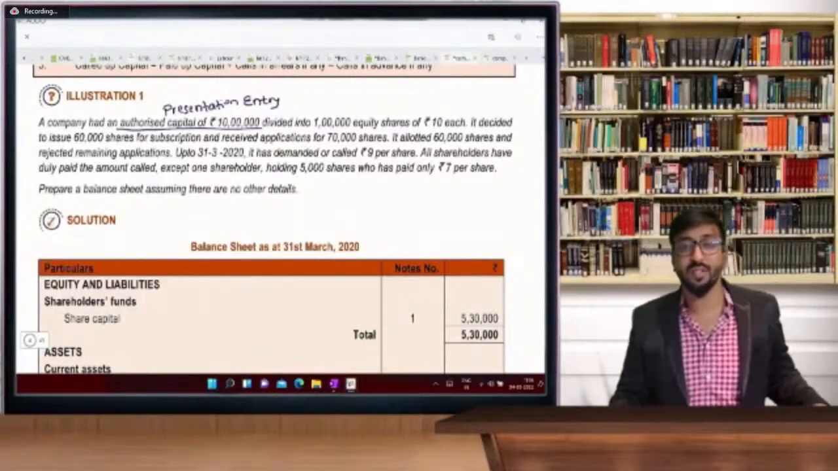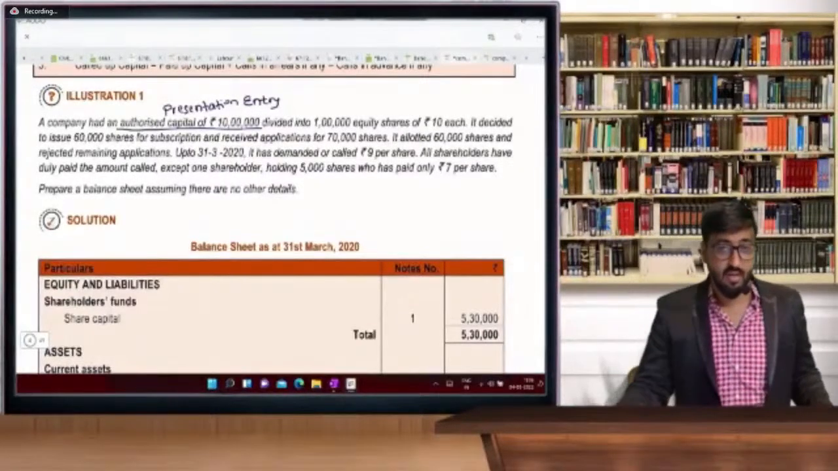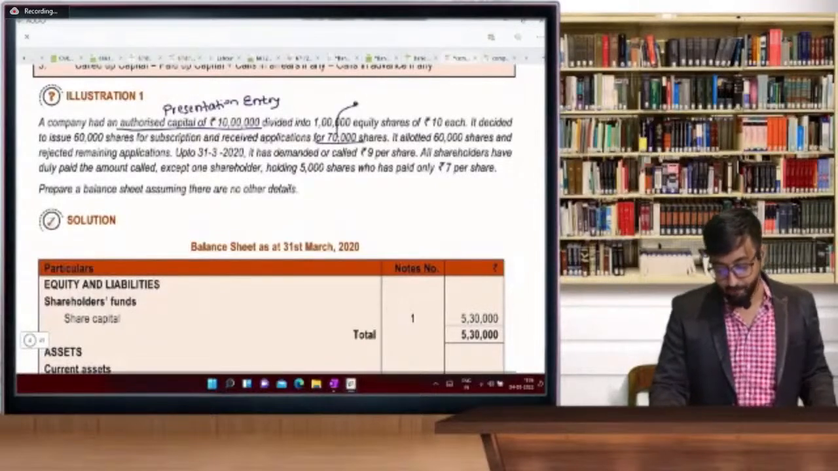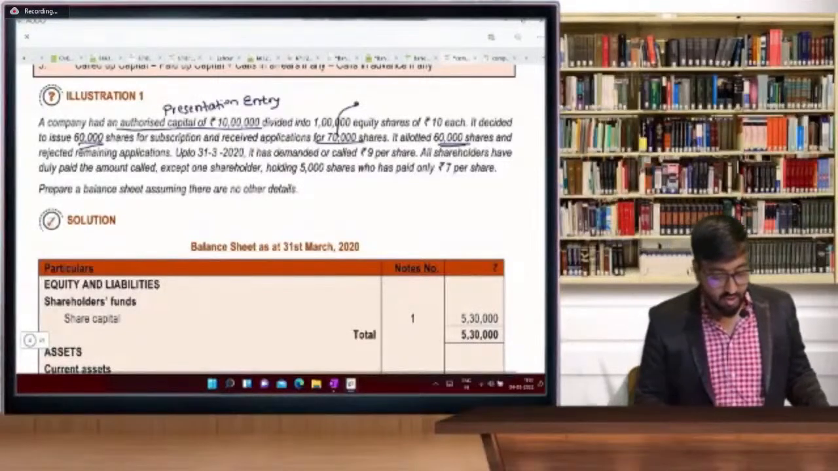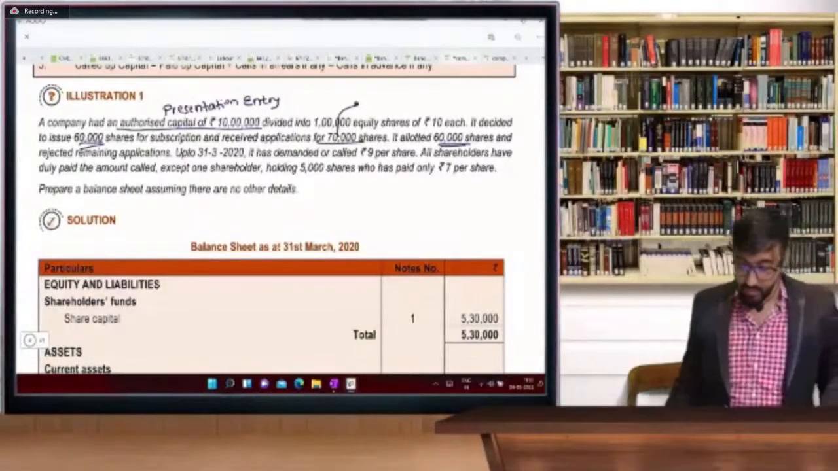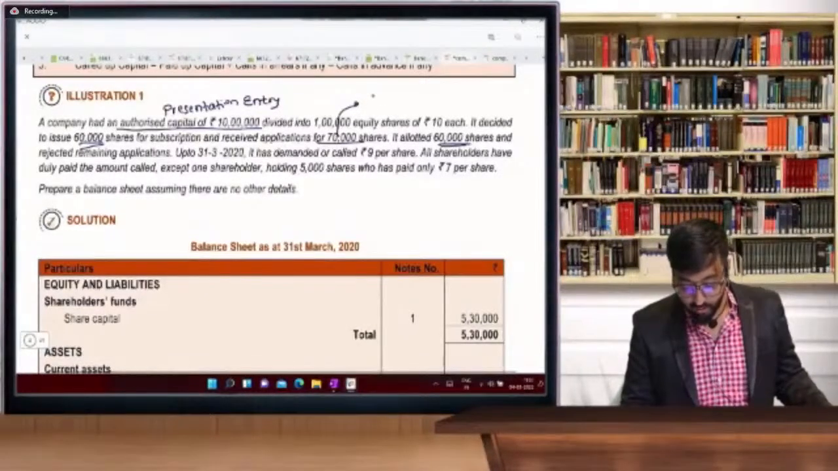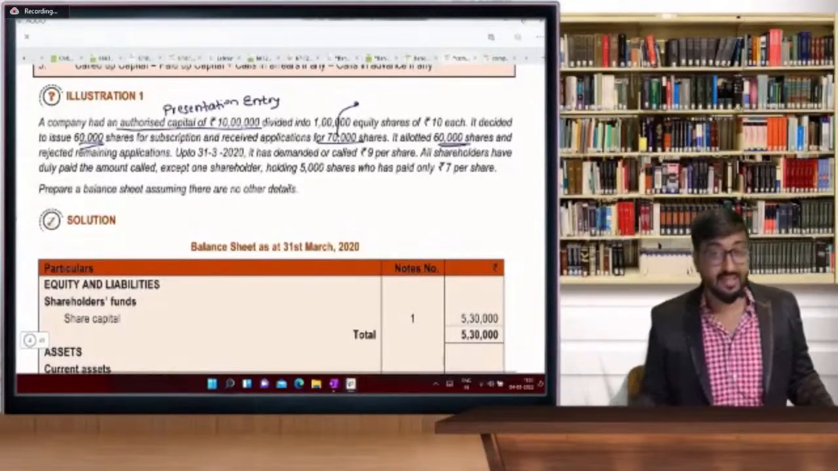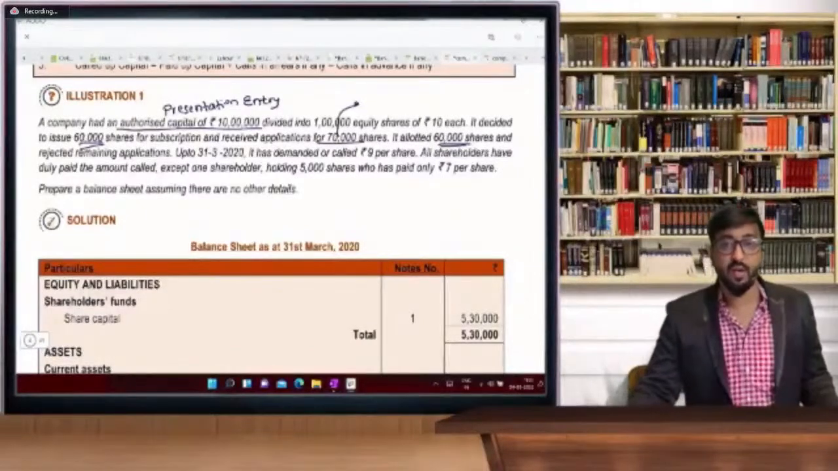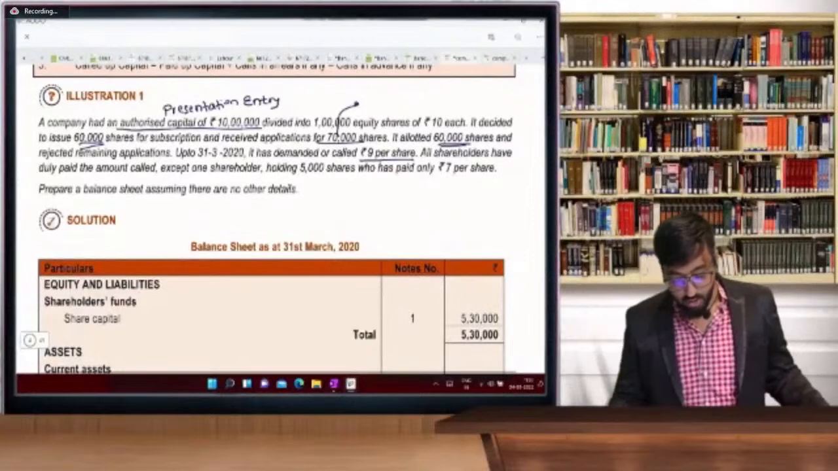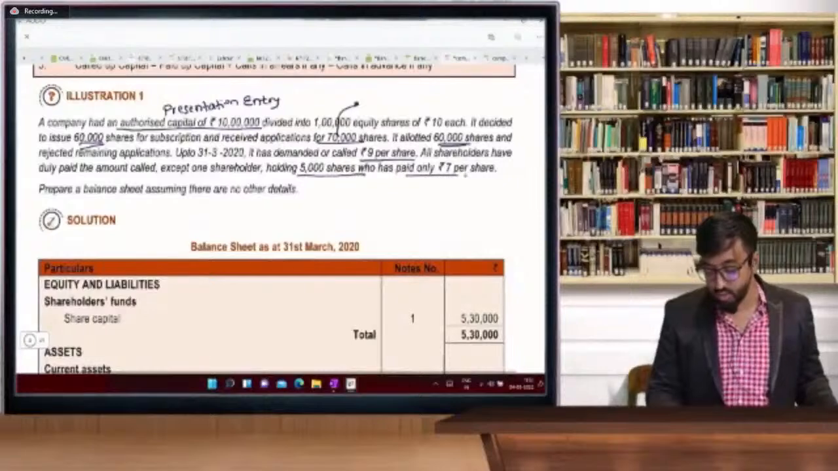He decided to issue 60,000 equity shares for subscription and received applications for 70,000 shares, sir. So this is oversubscription. Why oversubscription? Because you have only 60,000 shares. 1 lakh equity shares is authorized capital, and you allotted only 60,000 shares. Rejected the remaining applications. It has demanded or called rupees 9 per share. All shareholders have duly paid the amount called except those holding 5,000 shares who paid rupees 7.